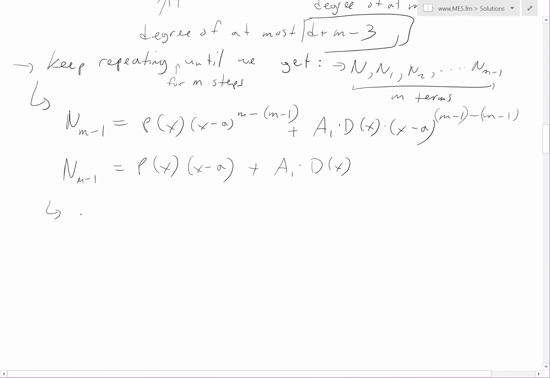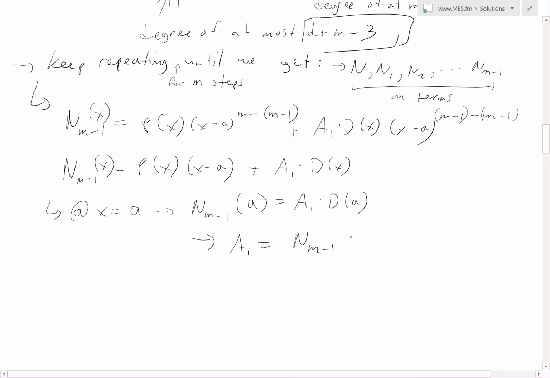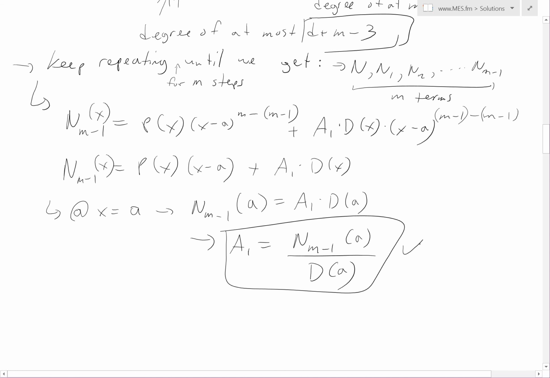So now what this means is we can go at x equals a, we get n m minus 1 of a is equal to p, actually no, this goes to 0, this is a minus a is 0, and then we get a1 times d of a. Solving this, we get a1 is equal to n m minus 1 of a, all divided by d of a. So as you can see, we have proven the number a1.